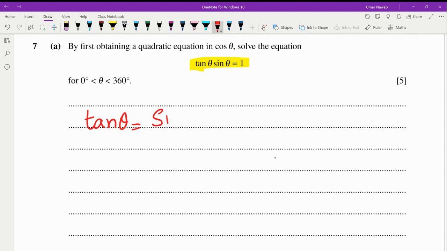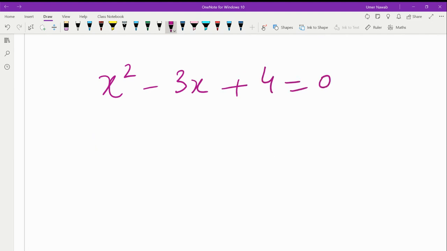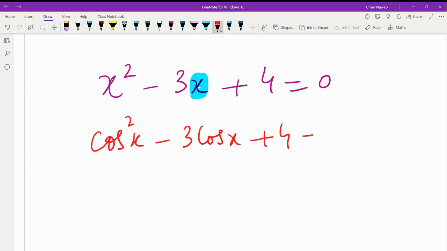Tan theta is equal to sine theta over cosine of theta. So for sure, I want to build a quadratic equation in cosine of theta. For example, I'm writing here x squared minus 3x plus 4 is equal to 0. This equation is quadratic in x. I'm writing here cosine squared x minus 3 cosine x plus 4. What is this equation? This equation is quadratic in cosine of x.